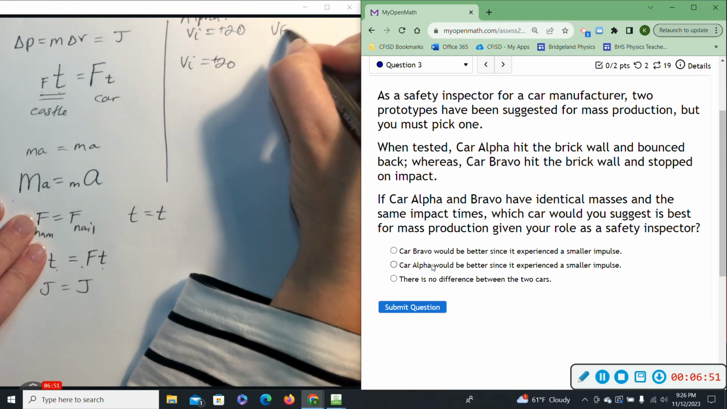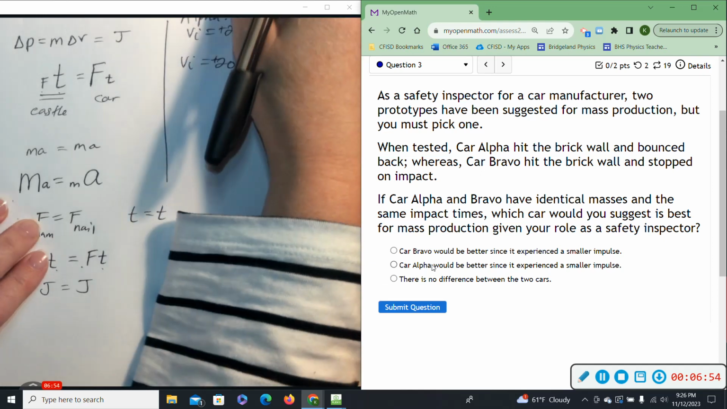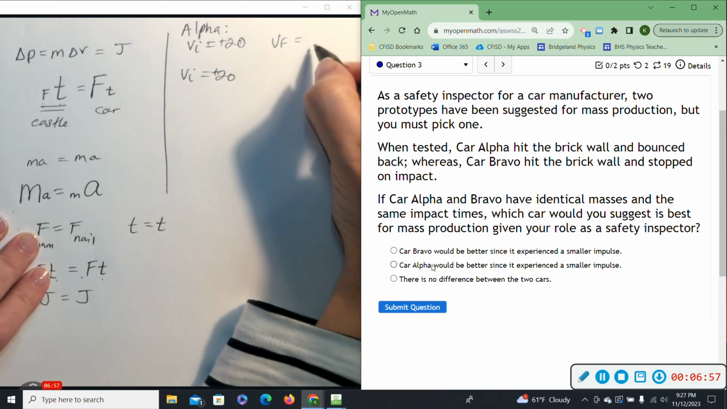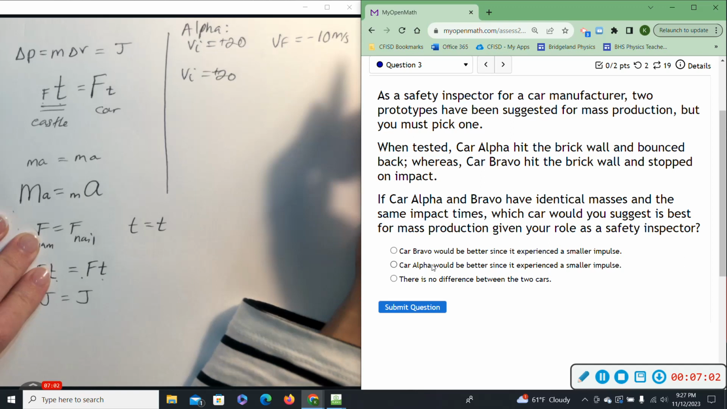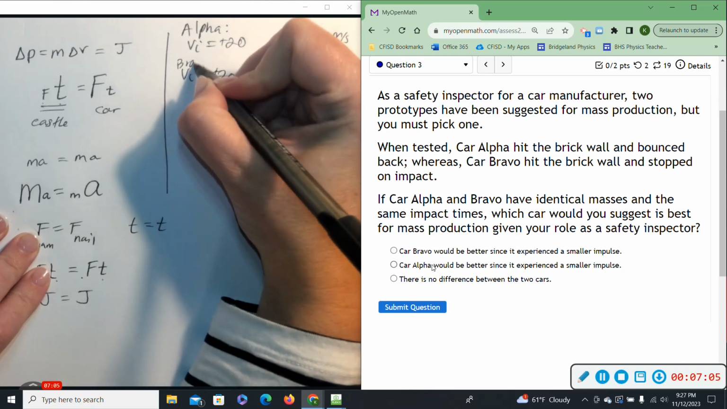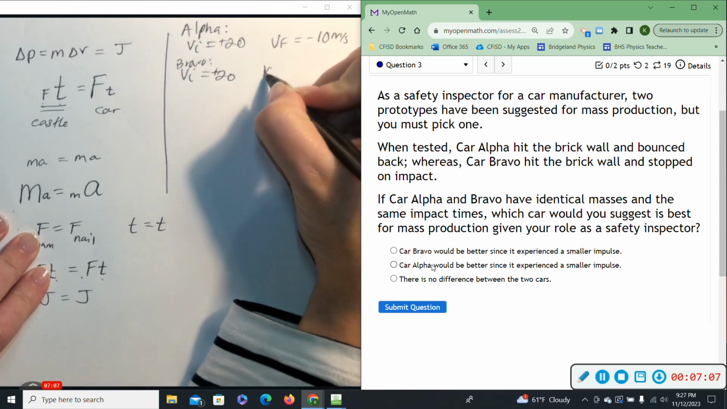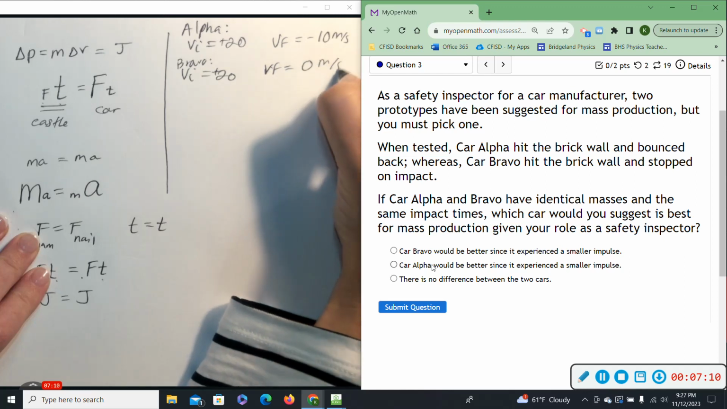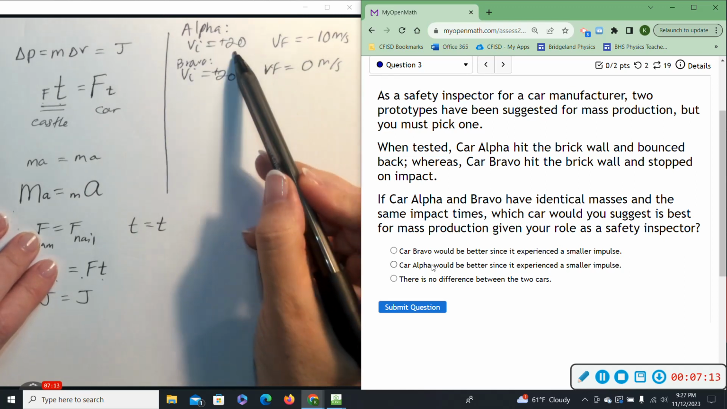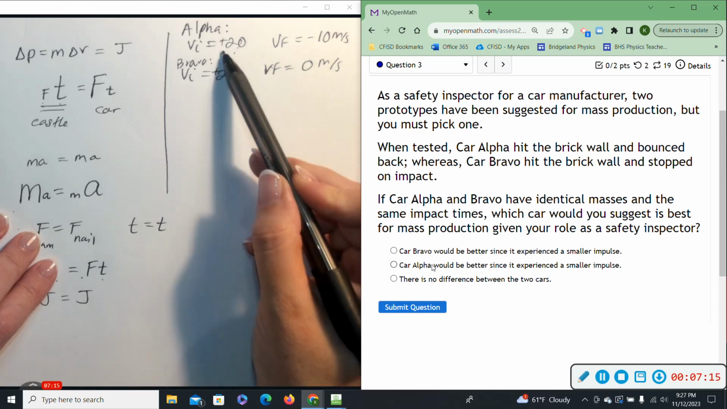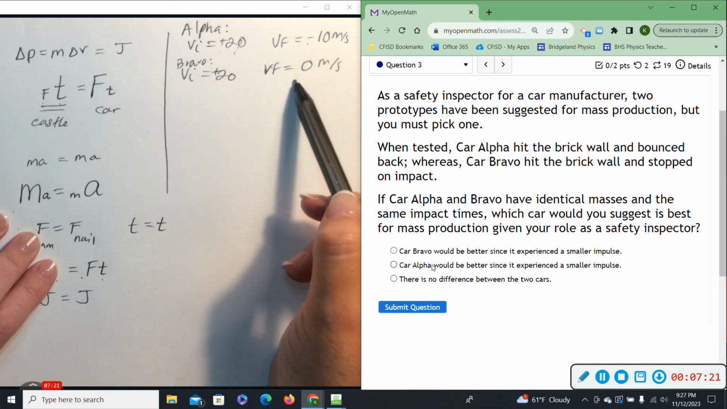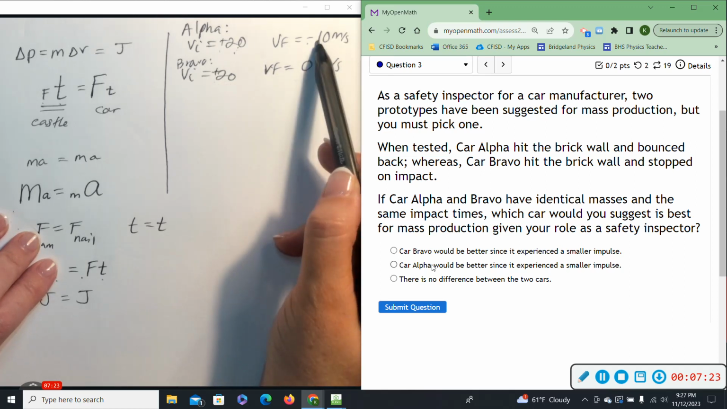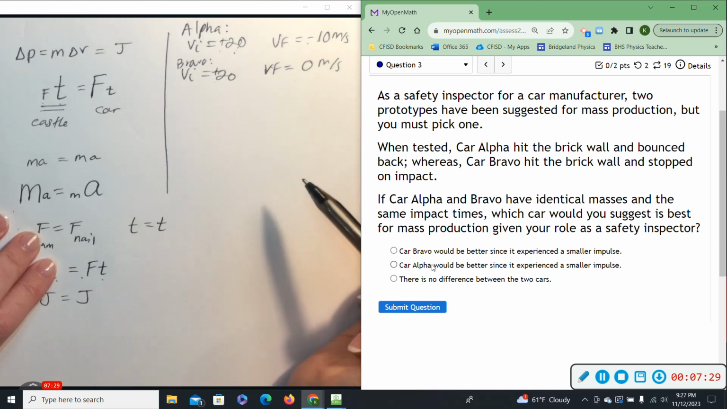So its final velocity, if it bounces backwards, would be negative. Let's just say it bounces back with a velocity of negative 10 meters per second. Whereas car Bravo stops, so its final velocity would be 0. Just looking at these example numbers for a second, my change in velocity for car Alpha is going to be a change of negative 30, whereas my change for car Bravo is just negative 20. Regardless of how fast this moves when it bounces back, it doesn't matter. If it bounces back at all, it's going to have a greater change in velocity than this one.